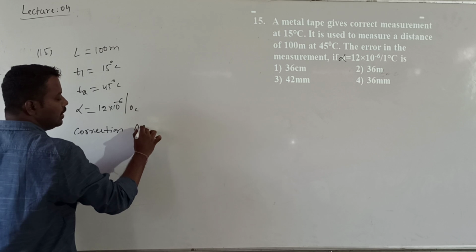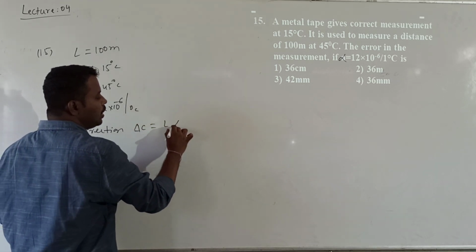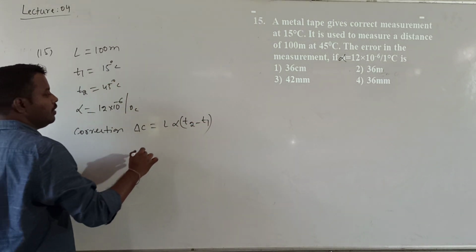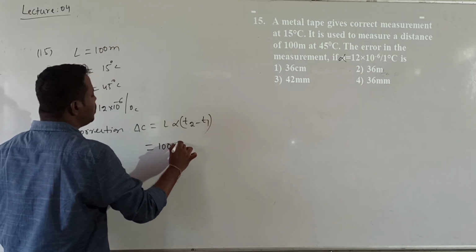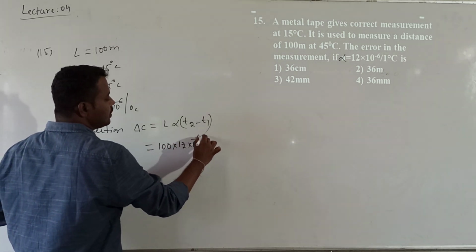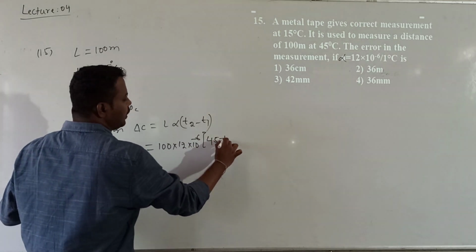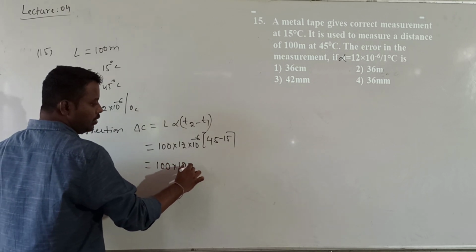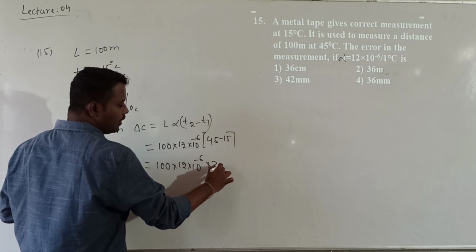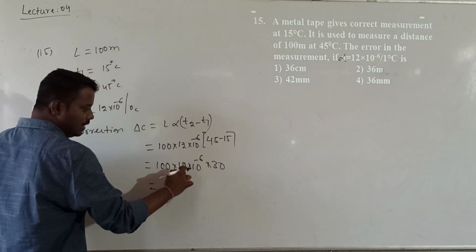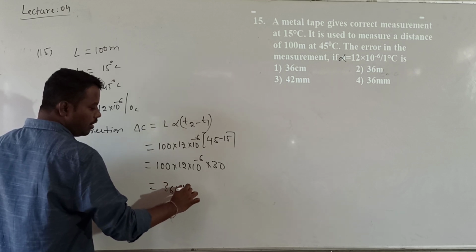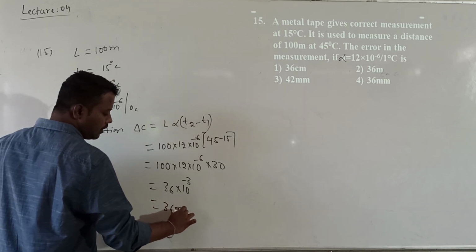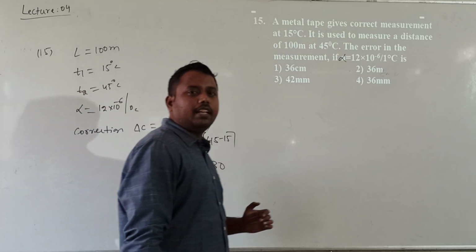Correction, or delta C. The formula for delta C is L into alpha into T2 minus T1. Correct? Can you remember? So L value is equal to 100 into alpha value 12 into 10 power of minus 6, into T2 minus T1, which is 45 minus 15. So what will we get as the answer? 100 into 12 into 10 power minus 6 into 30. So the answer is, 12 3s are 36, so 36 into 10 power of minus 3, which is 36 mm. So how much difference will there be? That is 36 mm.